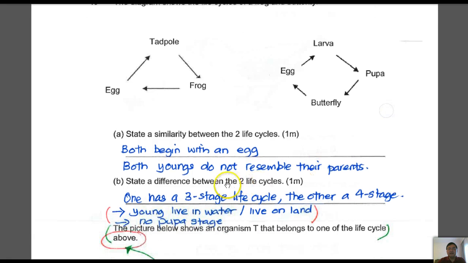Now state the difference between the 2 life cycles. Obviously this is the 3-stage, and this is the 4-stage life cycle. And of course the young, one of them lives in the water, the tadpole lives in the water, and for the butterfly, not the larva or pupa, both of them are on land.